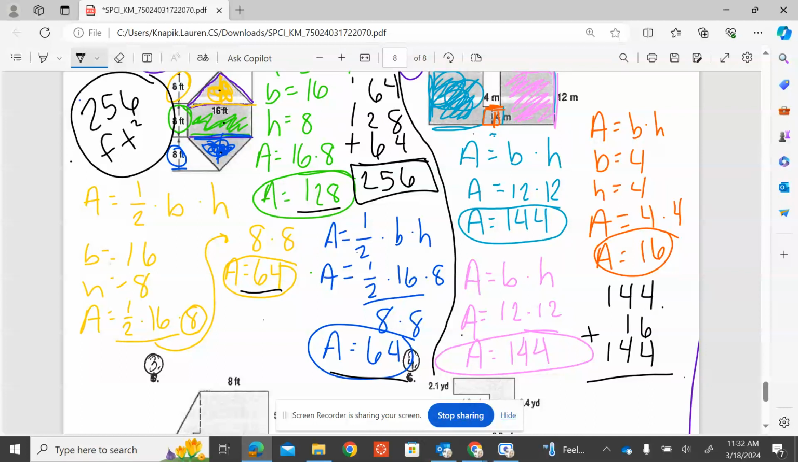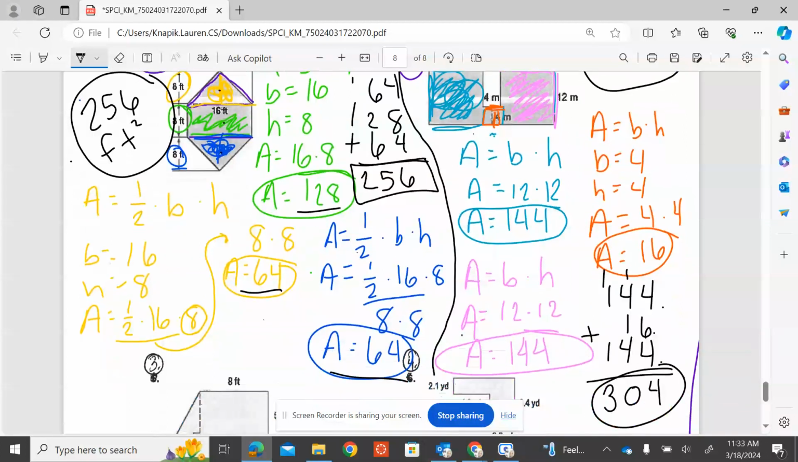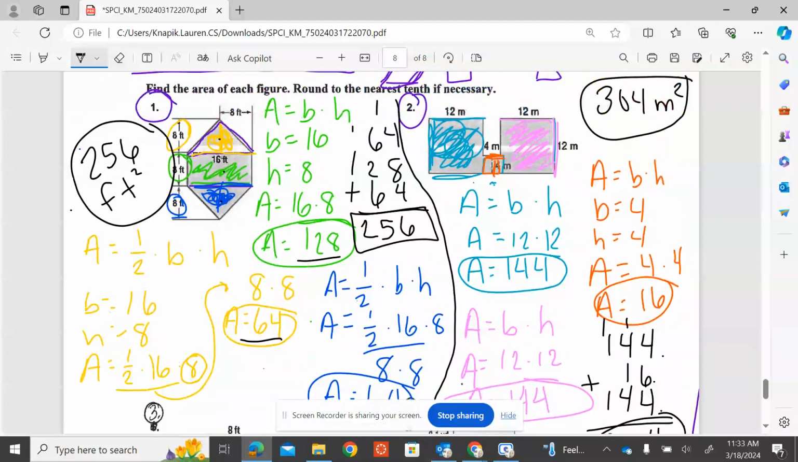All right. 4 plus 6 is 10, plus 4 is 14, carry your 1. 4 and 1 is 5, plus 1 is 6, plus 4 is 10, 0, carry your 1. So we have 304 as our total area. So 304 meters squared is the area for compound shape number 2. Okay? So pause if needed.